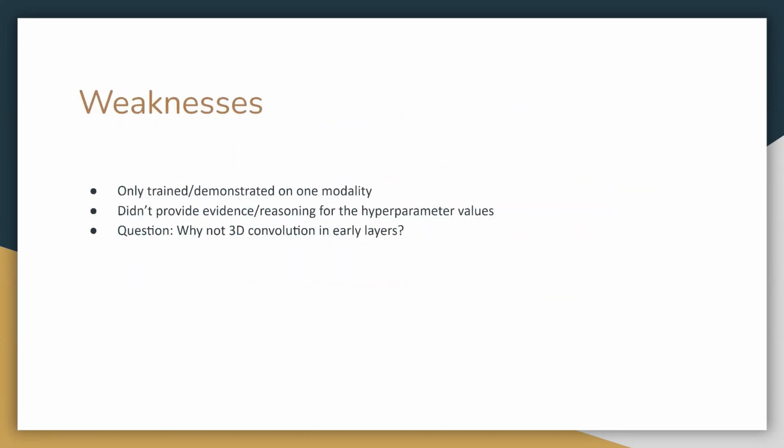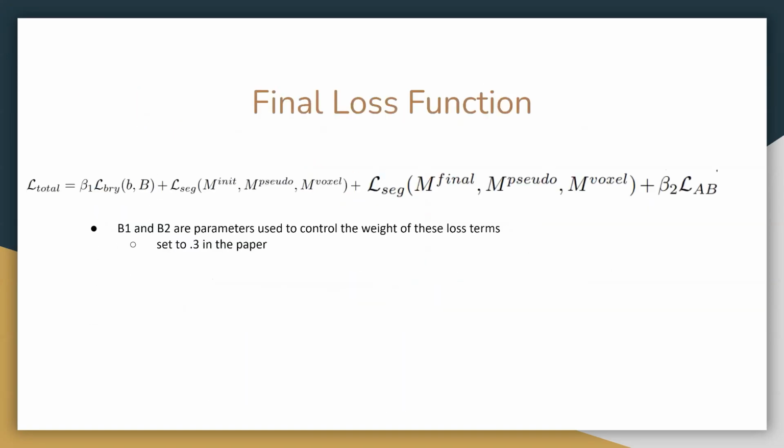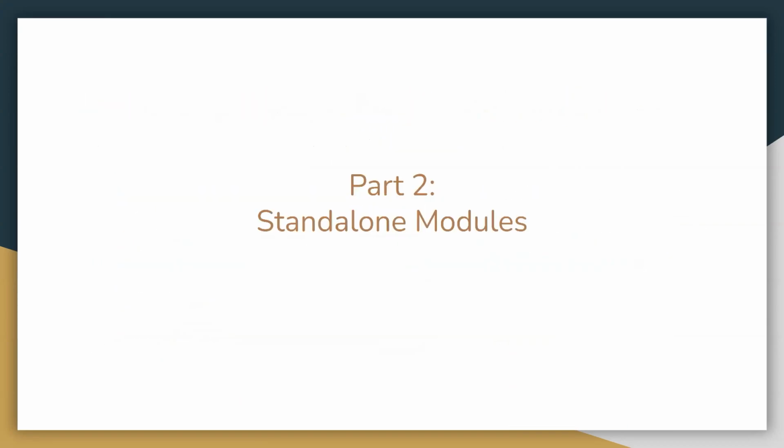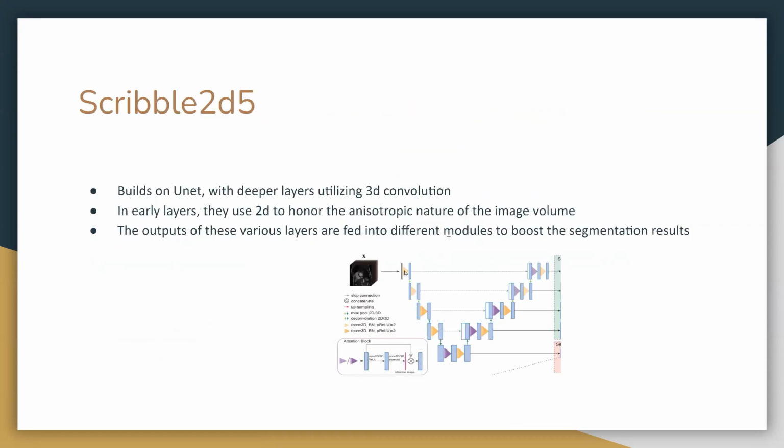And lastly, it's not as much of a weakness as it is more of a question or a future experiment, which is why not 3D convolution in the early layers of the architecture. So if I go back here, you can see they use 2D convolution. The reason they gave was that they wanted to do anisotropic convolution, and all that word means, I didn't know that word before the paper, is that each pixel in the image volume they want to treat as unique and give its own unique value via convolution. So using 2D convolution, you'd get a unique value within each of the kernels for each pixel.